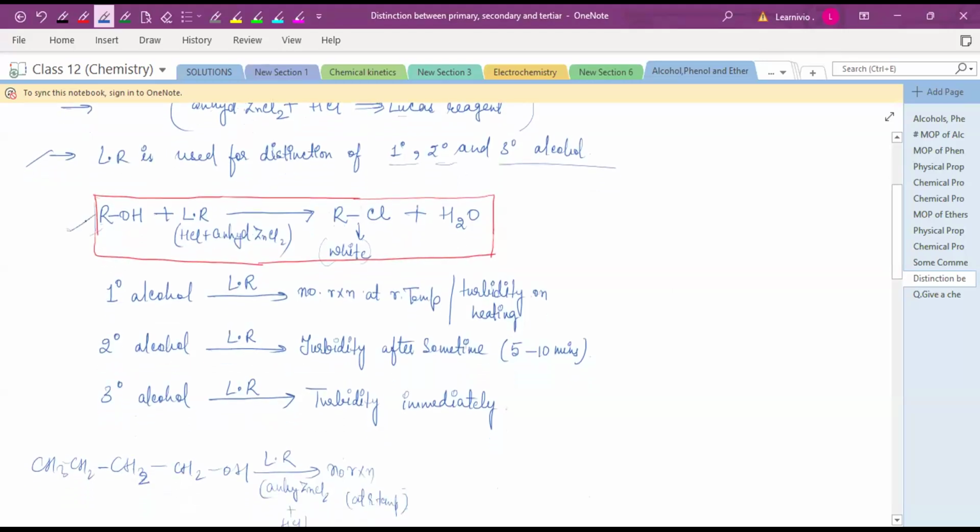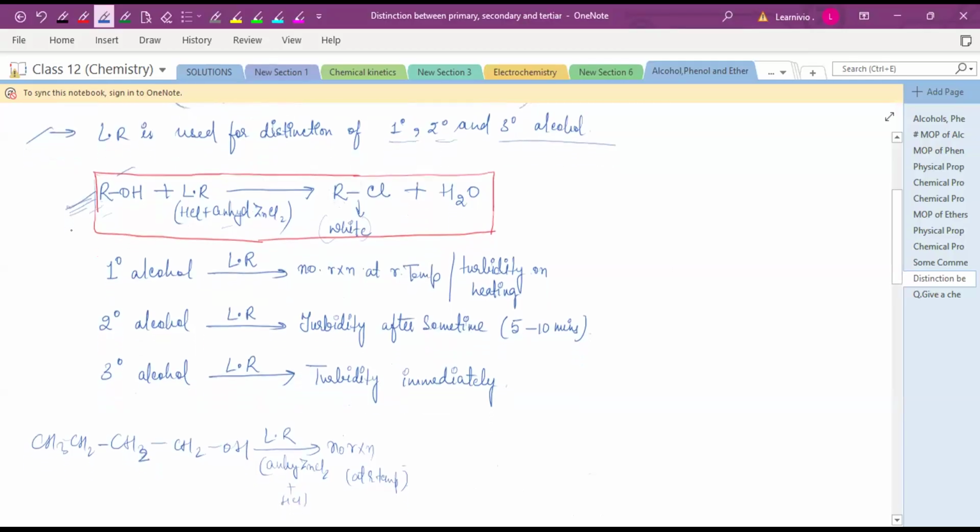Right. And the basic general reaction is this. This is alcohol, ROH, a general alcohol we have taken. When you add the Lucas reagent, meaning anhydrous ZnCl2 plus HCl, the reaction will take place and it will give you a white color precipitate, a white color product, which is RCl, your chloroalkane. You will get plus water, and in the water there will be a white precipitate, your RCl. So this is the general reaction.